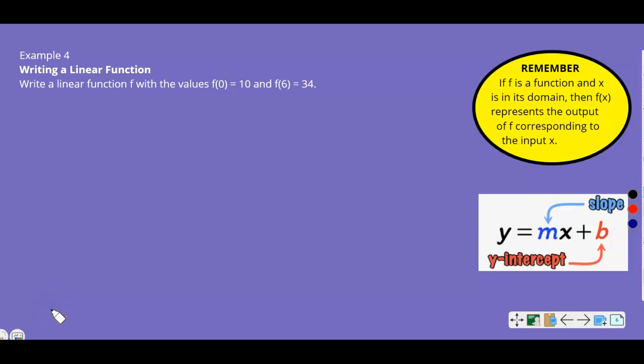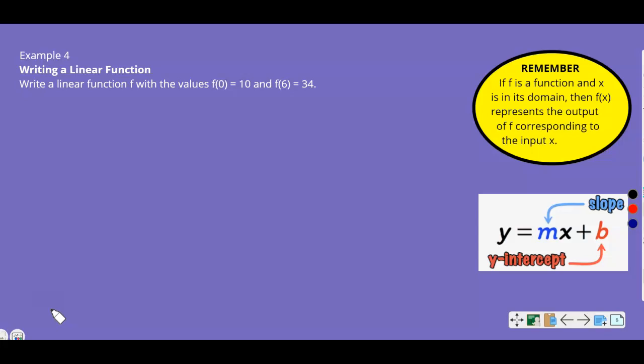All right, we're going to finish up writing equations in slope intercept form. We're up to example 4, and this one says writing a linear function. Write a linear function f with the values f of 0 equals 10 and f of 6 equals 34.